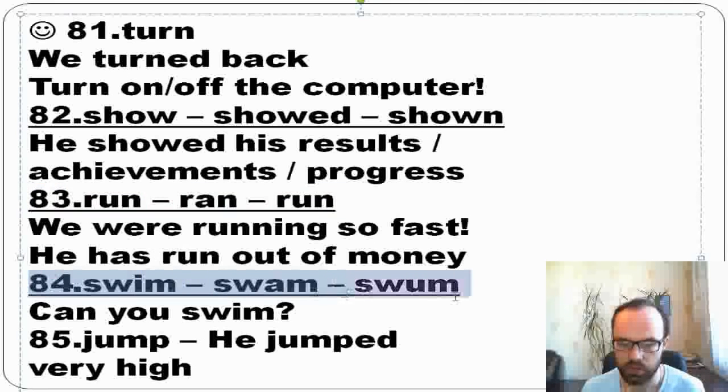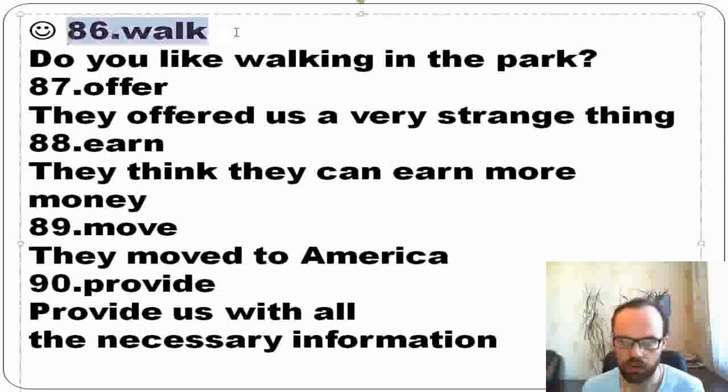Swim, swam, swam. Can you swim? Jump. He jumped very high. Walk. Do you like walking in the park? Offer. They offered us a very strange thing. Earn. They think they can earn more money. Move. They moved to America. Provide. Provide us with all the necessary information.